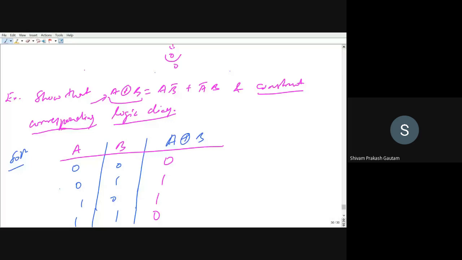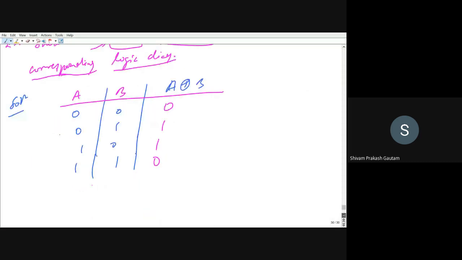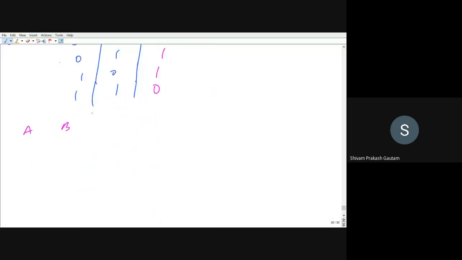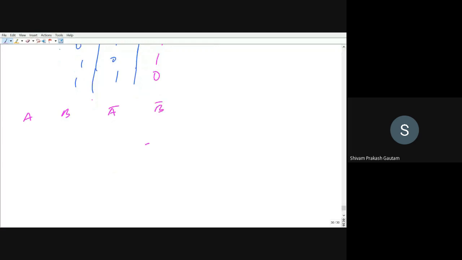So I think we have already proved how it is equal to this, but let me prove that again. A, B is our input. We will be needing A bar and B bar as well. So A B bar, A bar B, and finally A B bar plus A bar B.